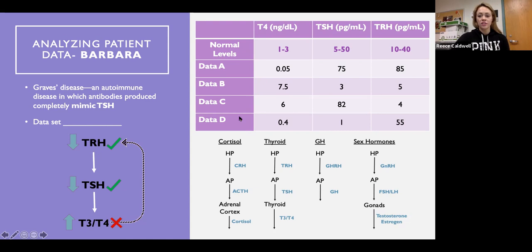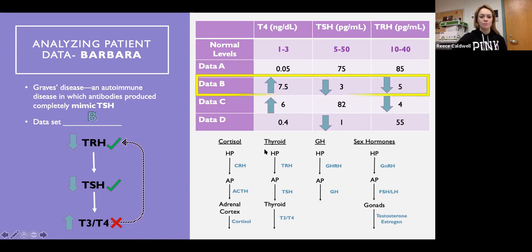So we have decreased TRH, so anything below our normal level of 10, so 5 and 4. We have decreased TSH, so anything below our normal level of 5, 3 and 1. We have increased release of T4, so anything above our normal level of 3, we have 7.5 and 6. So which data set would Barbara match up with? She will match up with data set B. And in the hospital or clinical setting, I bet it would say Graves' disease instead of data B.